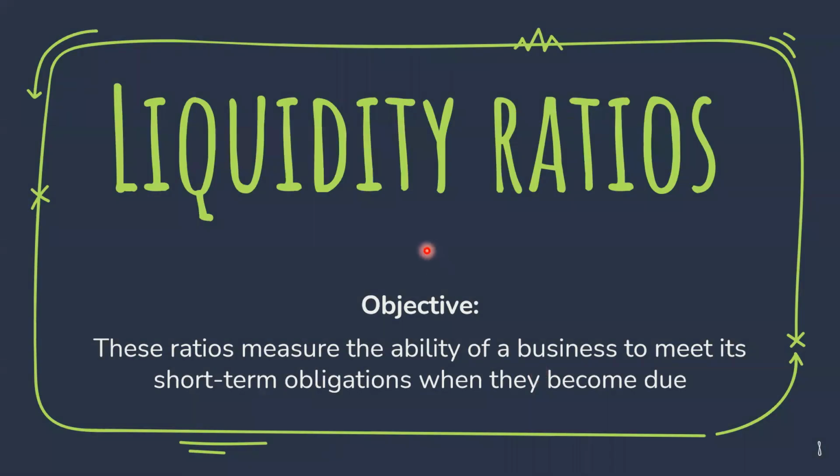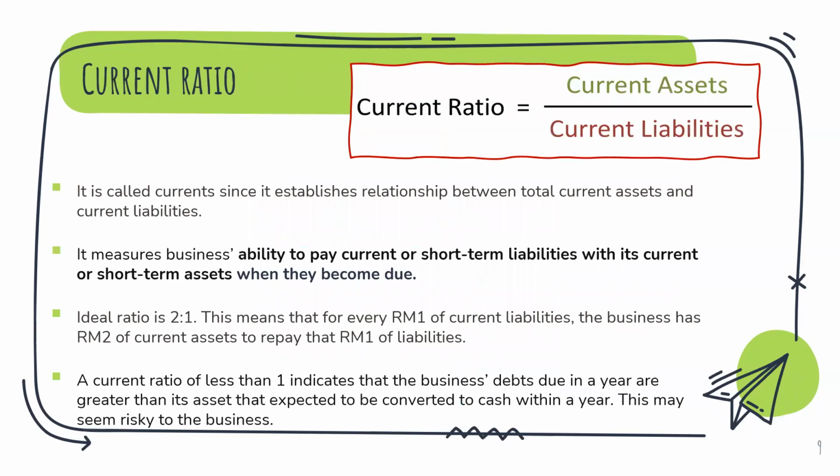First of all, let us look in detail at what the liquidity ratio is. The objective of this ratio is to measure the ability of a business to meet its short-term obligations when they become due. So it measures the ability of the business to pay its short-term debts when they become due. Okay, the first ratio under liquidity ratio is the current ratio. This is the formula. It is called the current ratio because it establishes the relationship between total current assets and total current liabilities.